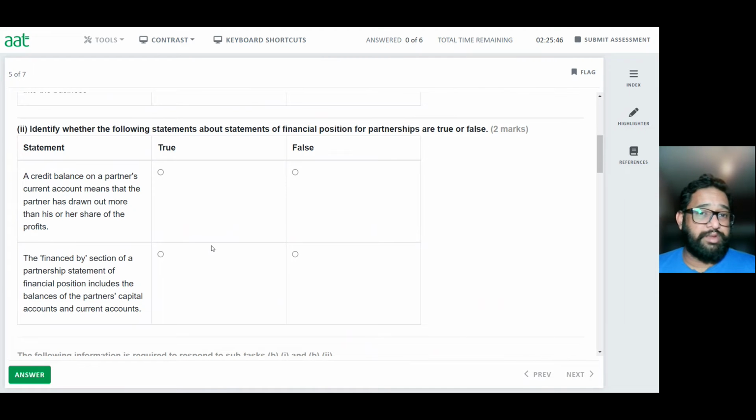Identify whether the following statements about statements of financial position for partnerships are either true or false. So again, guys, it's a 50-50 question, but still a really good 2-mark question. So think before you choose an answer there. Don't just go, yeah, I'm not sure, I'll go for this. Always look for key phrases, words, indicators.